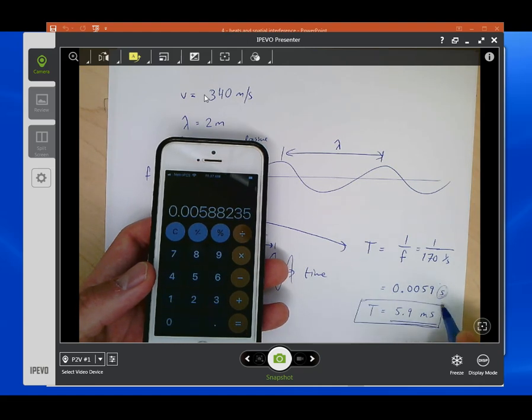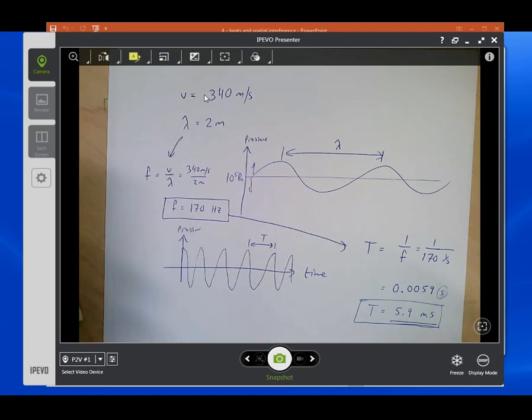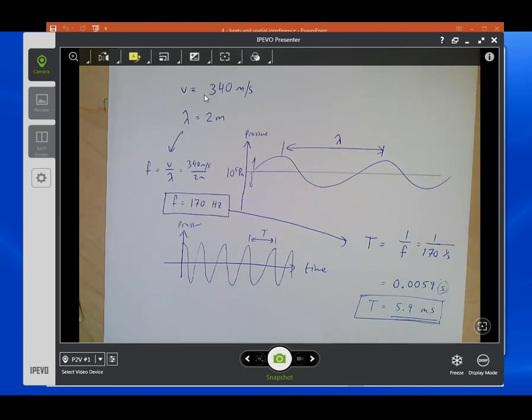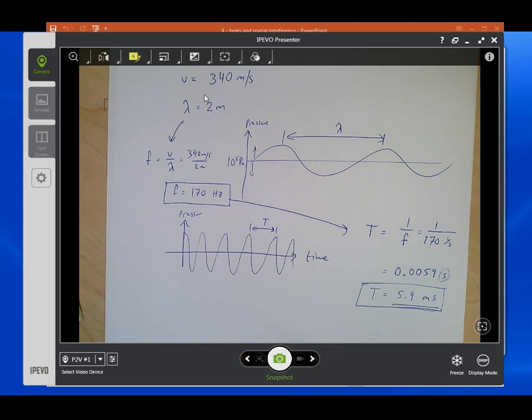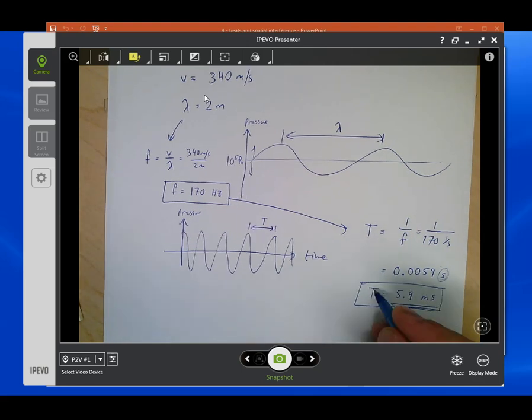And I'd like for you to be comfortable with changing back and forth between milli and kilo and things like that. Mega, micro. Be able to change between these different units.